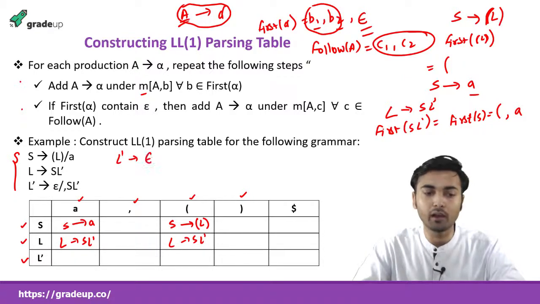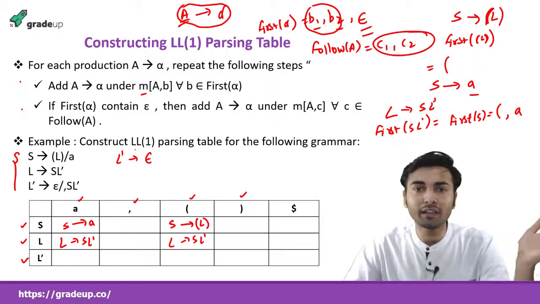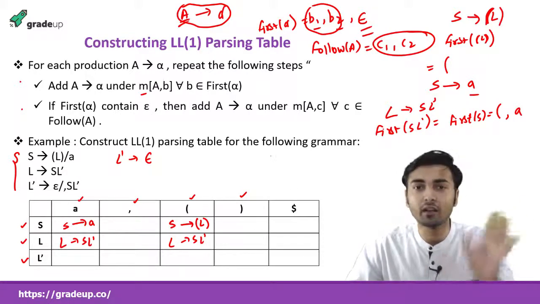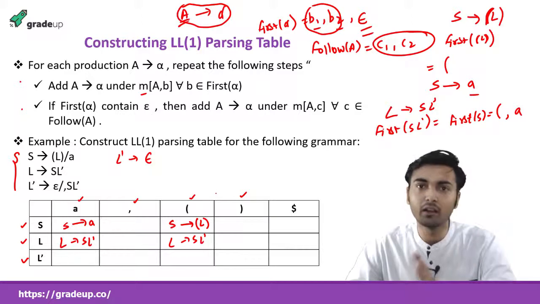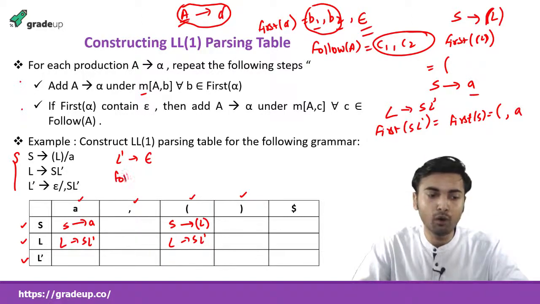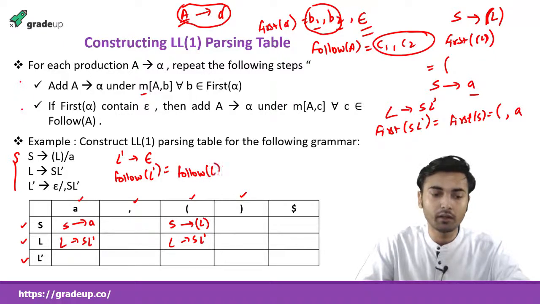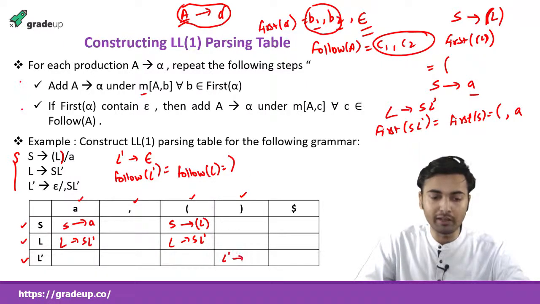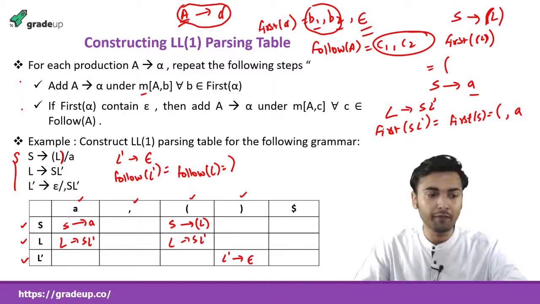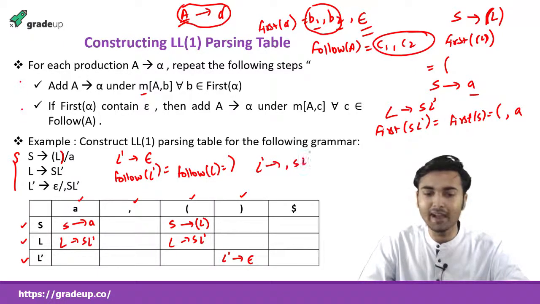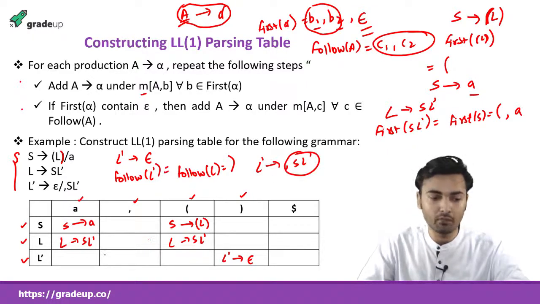Now finally, the last ones. L dash goes to null. First of null is null, so you cannot place it directly anywhere. So, find follow of L dash. What is follow of L dash? See where L dash is. Follow of L dash will be follow of L. Now, what is follow of L? Follow of L is closing bracket. So, place L dash goes to null in this entry. Finally, L dash goes to comma S L dash. What is the first of this? Comma. So, place L dash goes to comma S L dash under comma.